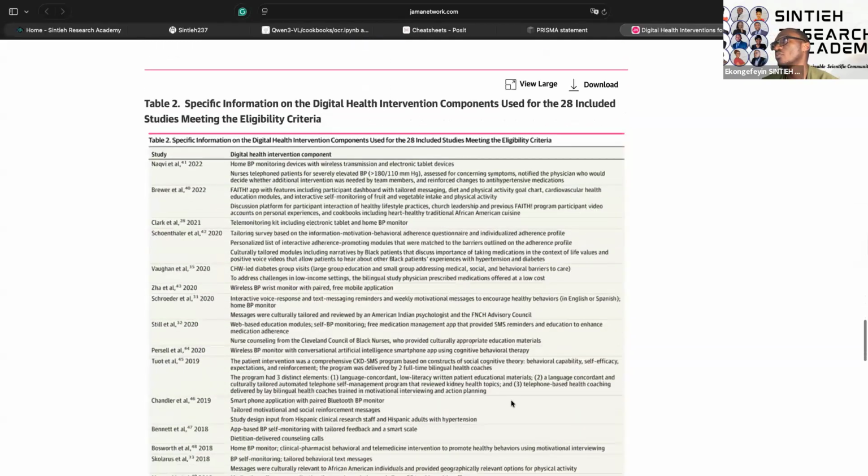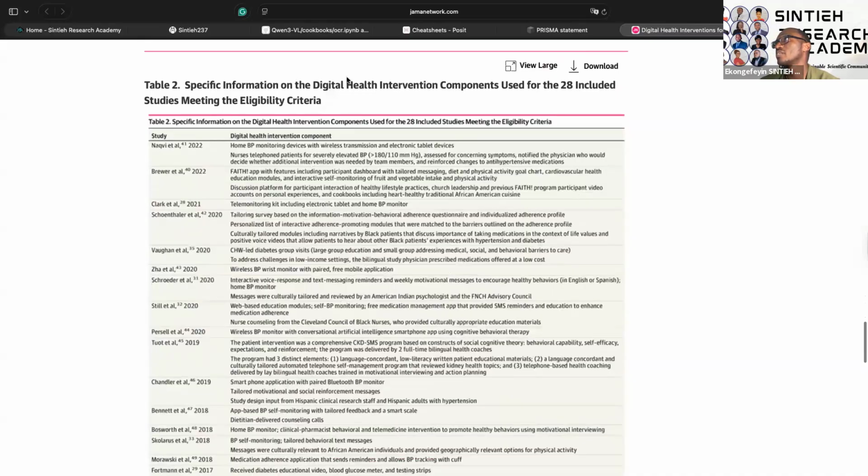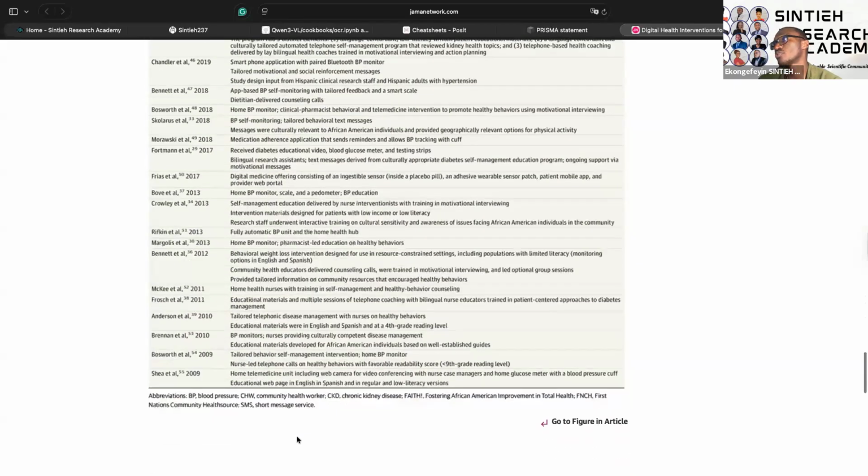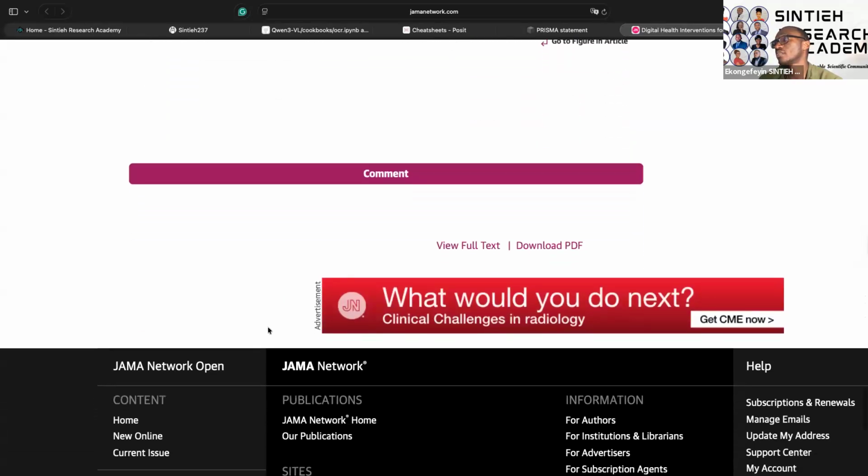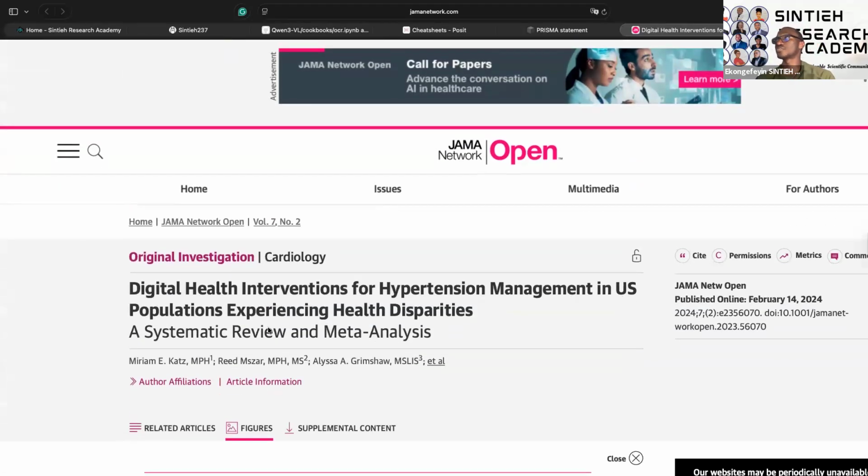And then you have an assessment of the intervention, of the various components of a digital intervention. So here they're trying to discuss what type of digital intervention was done. They put it in a different table. And yes, that's the first study.